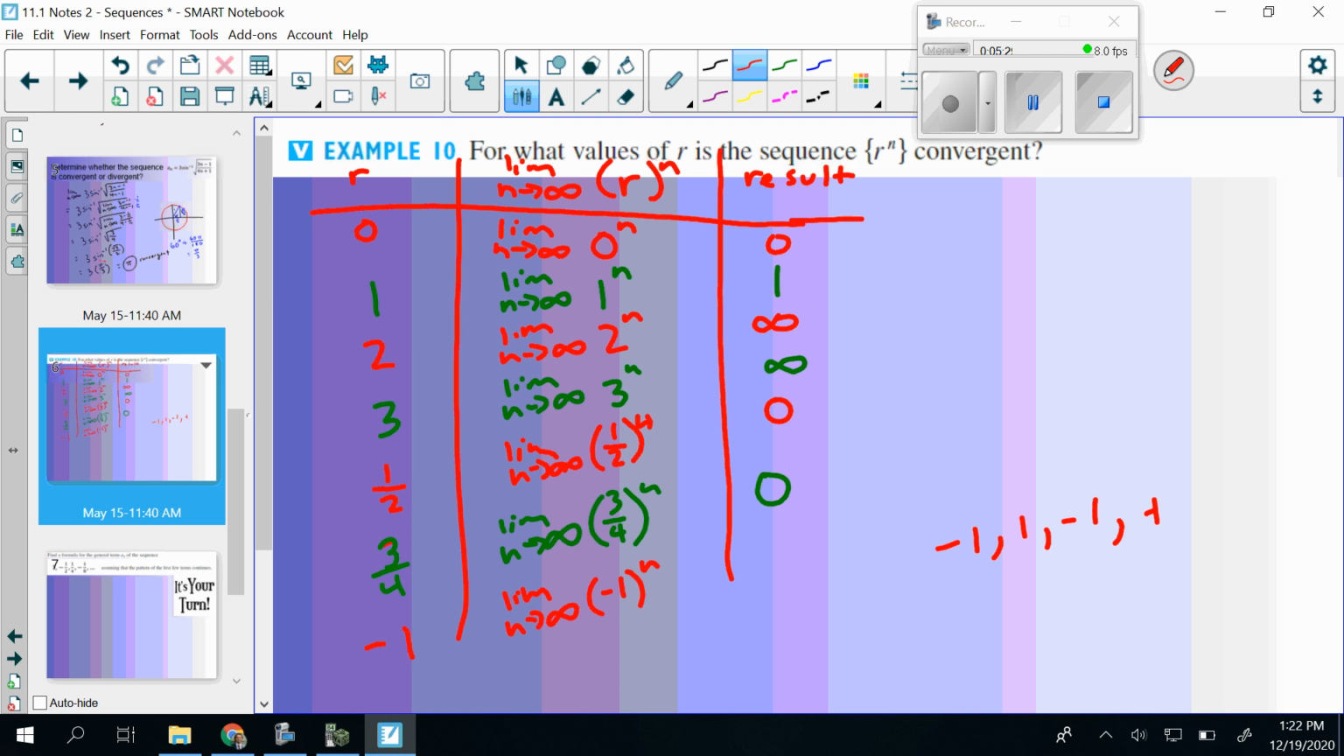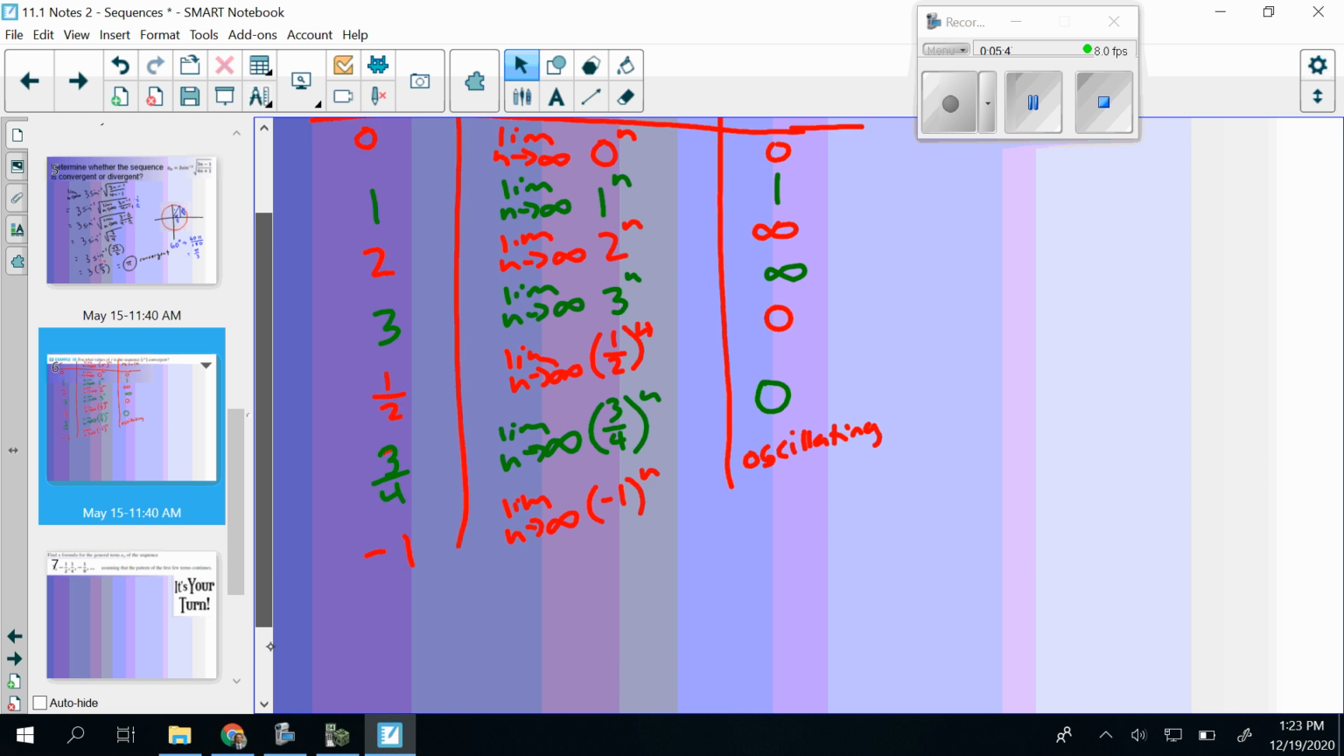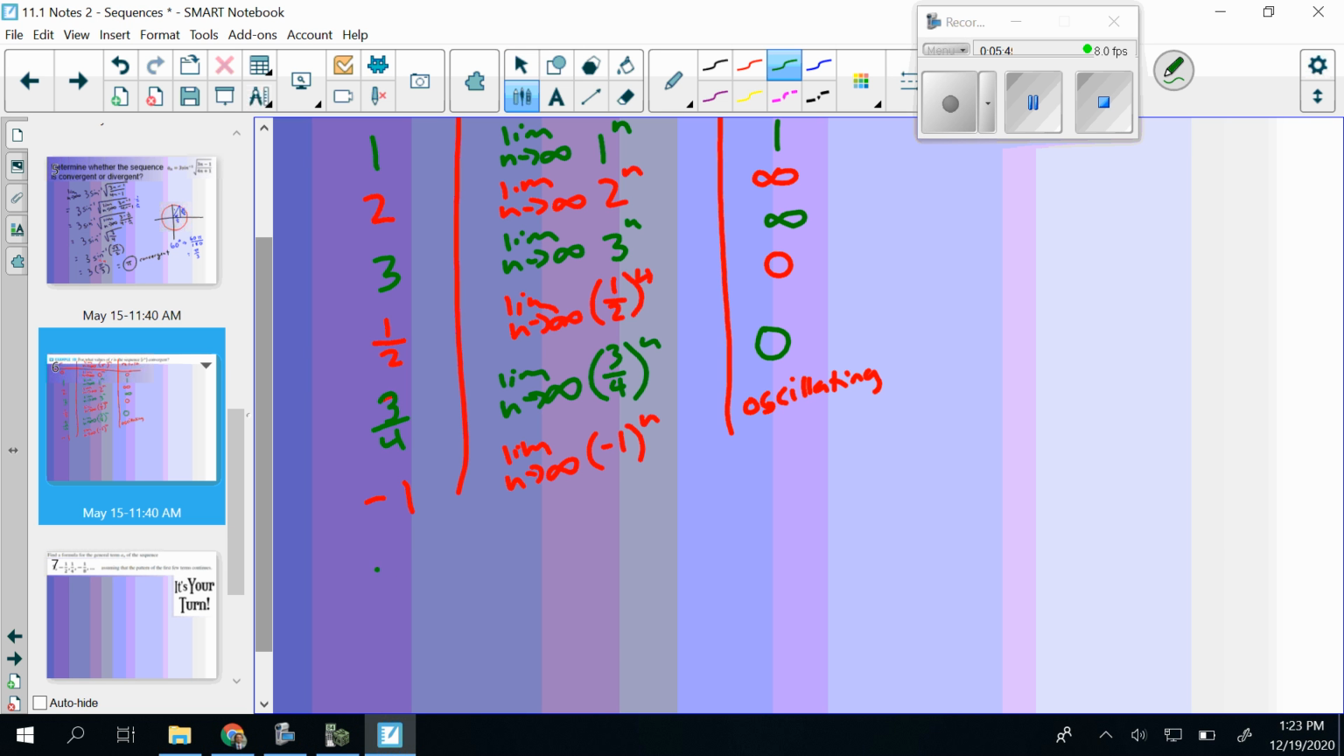This one is oscillating, and so that one's going to be divergent. So no result there. What if we picked something like, say, -2?